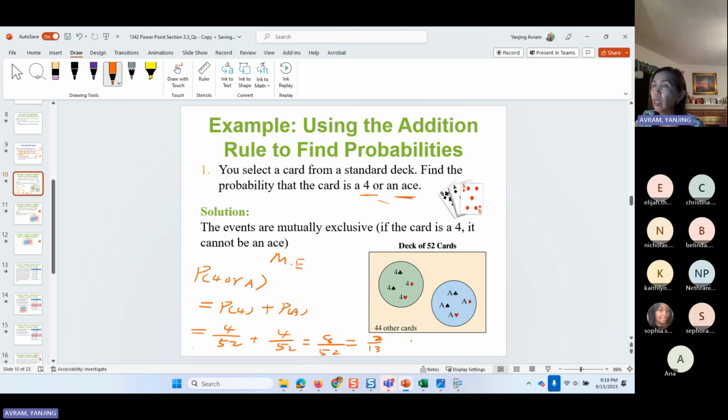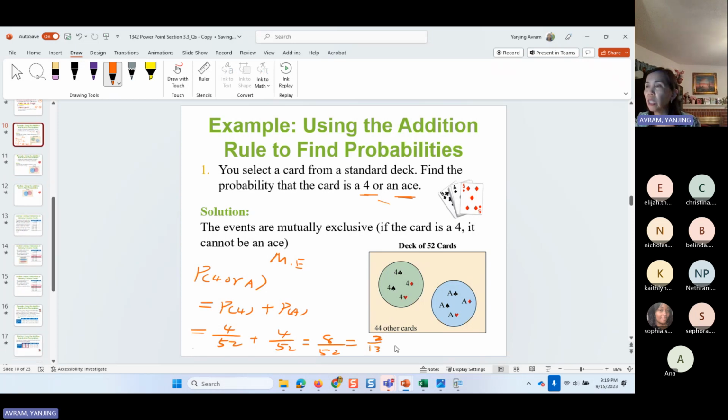Okay, because usually they ask you to keep the fraction, the exact answer. So the fraction is the exact answer. All right.